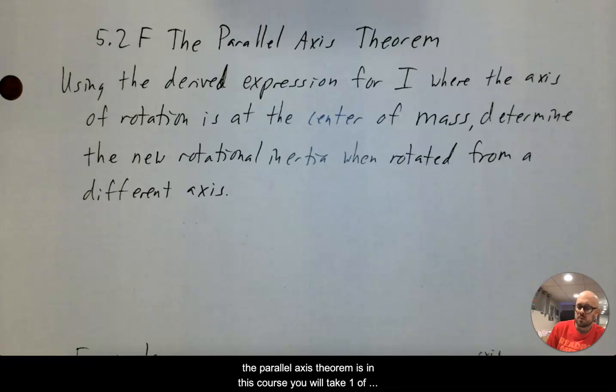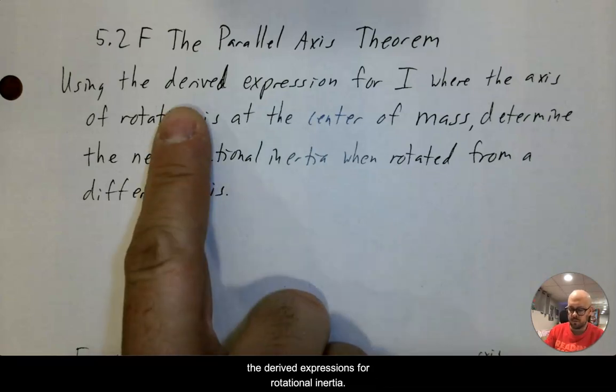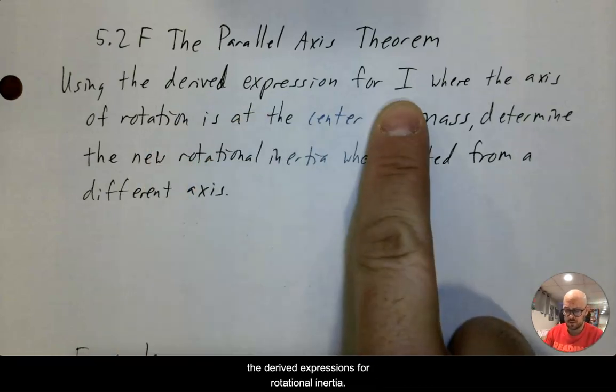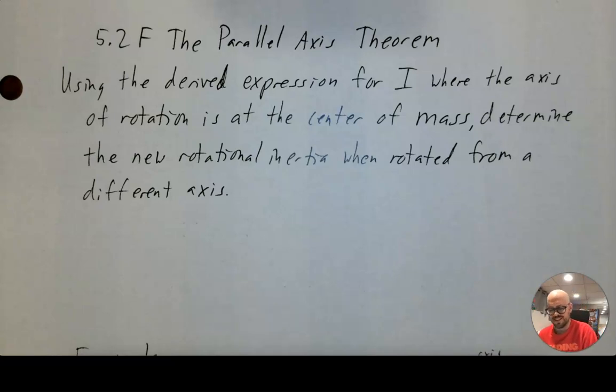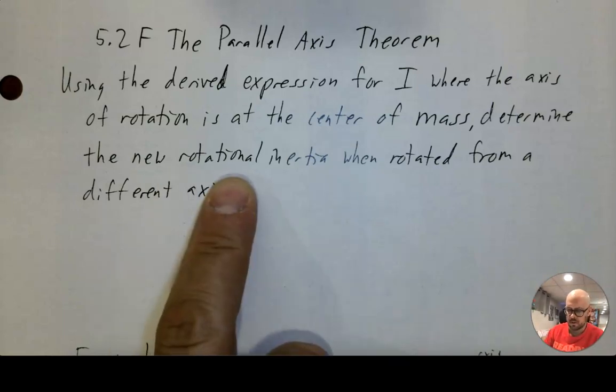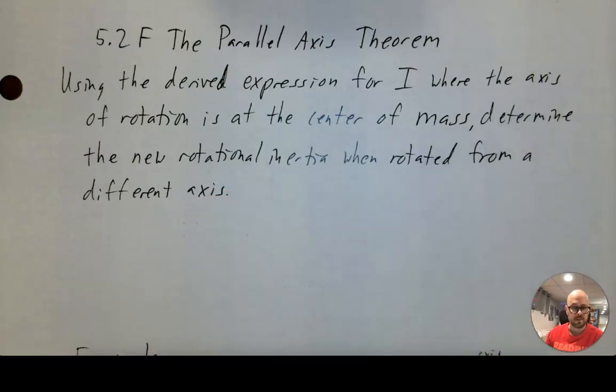The idea behind the parallel axis theorem is, in this course, you will take one of the derived expressions for rotational inertia, where the axis of rotation is at the center of mass, and then you will use it to determine a new value for rotational inertia when that same object is rotated from a different axis.